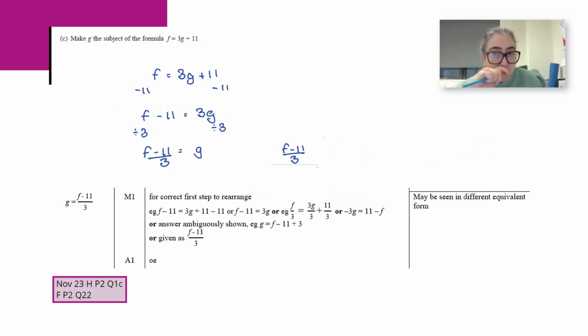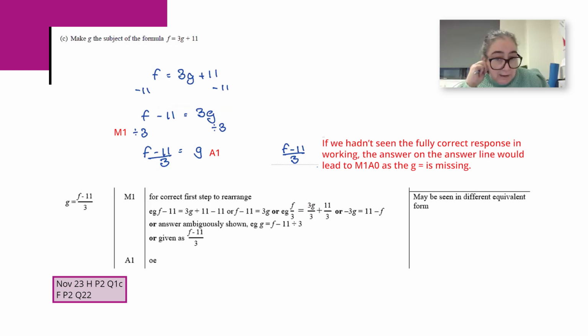So this is paper 2, question 22 on foundation, but also question 1 on the higher. So it's a crossover question. They're awarded 1 method mark for dividing by 3 on both sides. There's an accuracy mark awarded. So the second accuracy mark is awarded there. If we hadn't seen that G equals, and we had just seen F minus 11 over 3, they wouldn't have got that final accuracy mark, because the G is missing, if that makes sense.